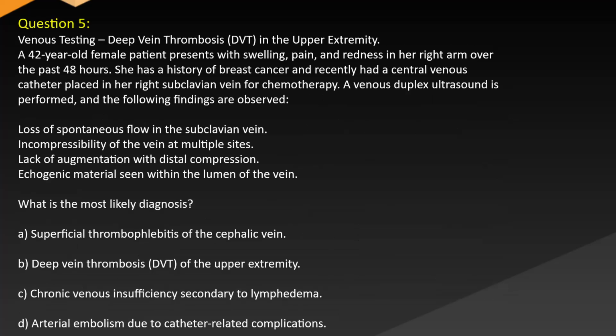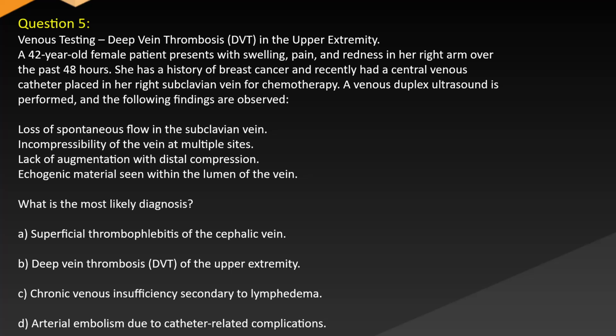Question 5. Venous testing. Deep vein thrombus (DVT) in the upper extremity. A 42-year-old female patient presents with swelling, pain, and redness in her right arm over the past 48 hours. She has a history of breast cancer and recently had a central venous catheter placed in her right subclavian vein for chemotherapy. Venous duplex ultrasound is performed and the following findings are observed.